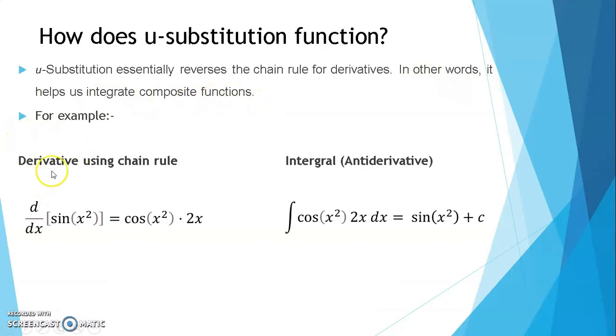For example, this is a derivative using the chain rule. d/dx of sine of x squared is equal to cos x squared multiplied by 2x. So what if we integrate it, or we can call it the antiderivative? The integral of cos x squared multiplied by 2x dx comes back to sine x squared plus c.